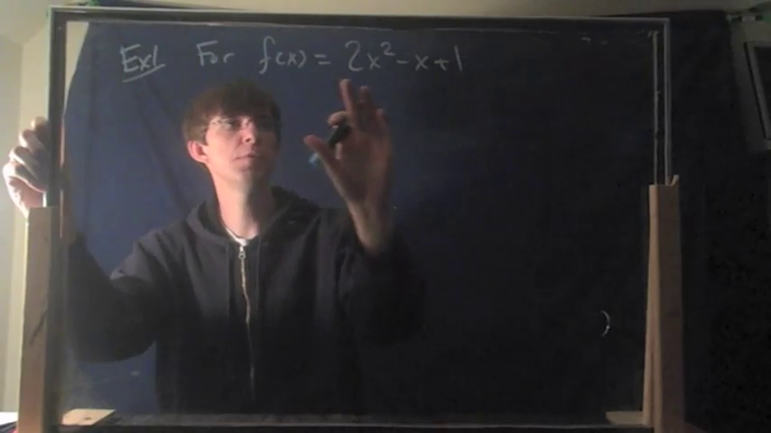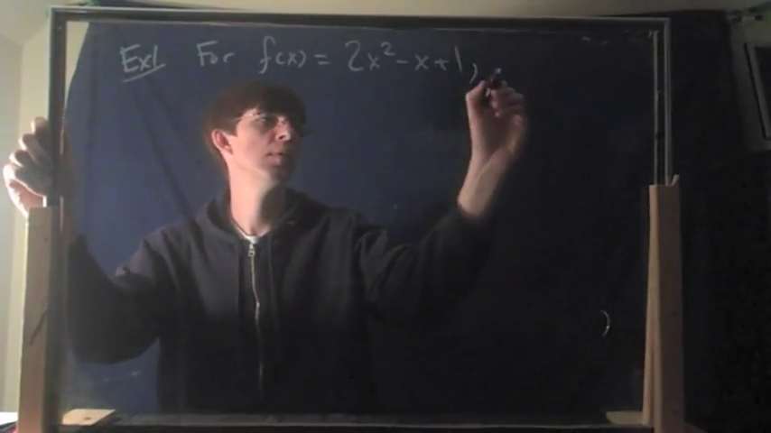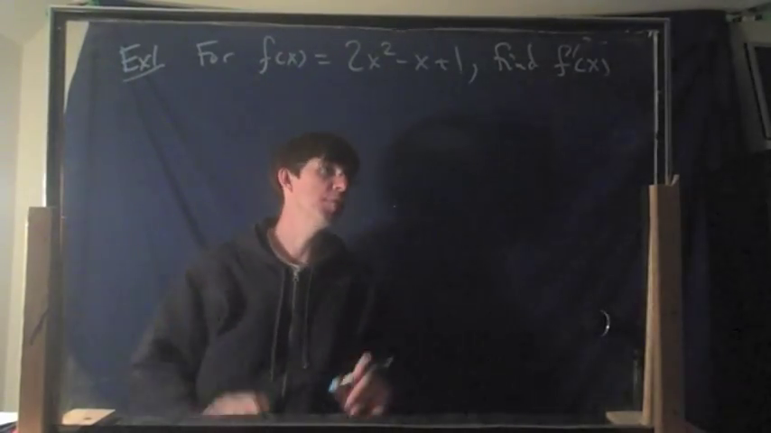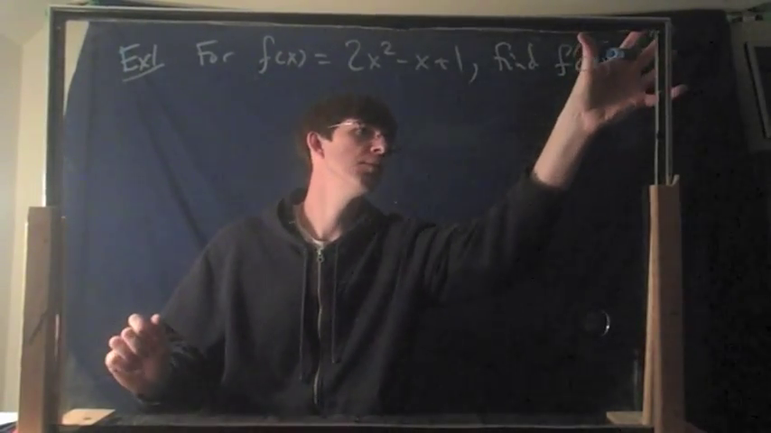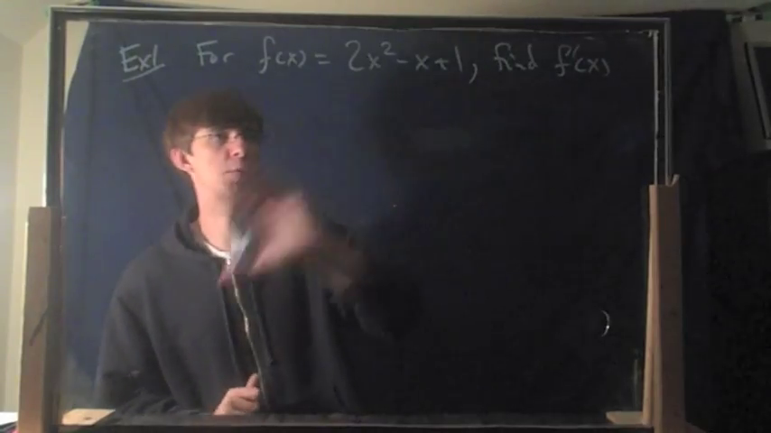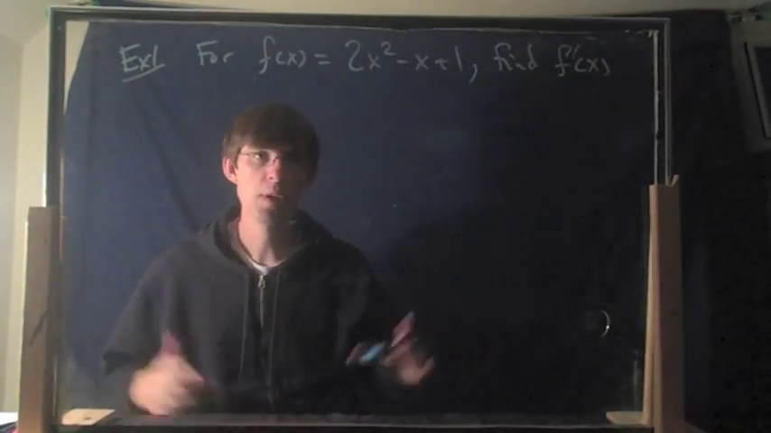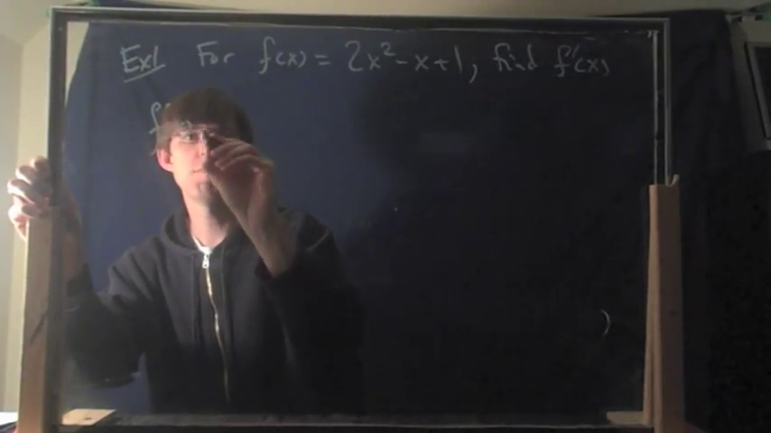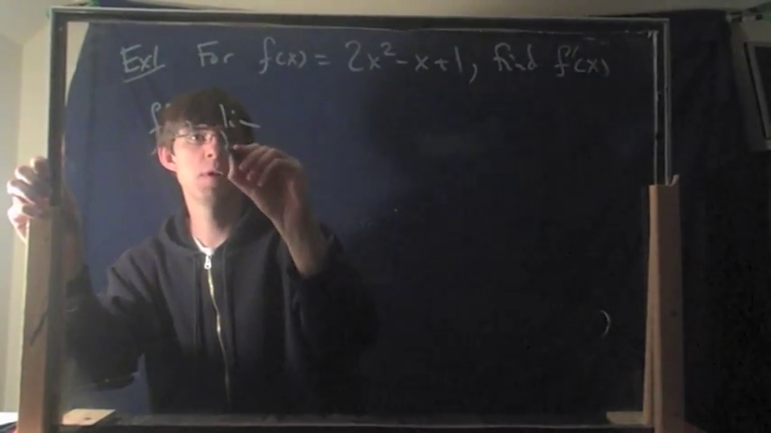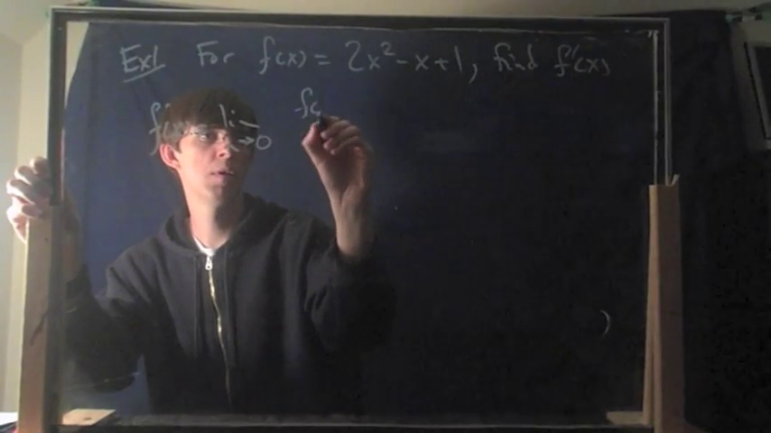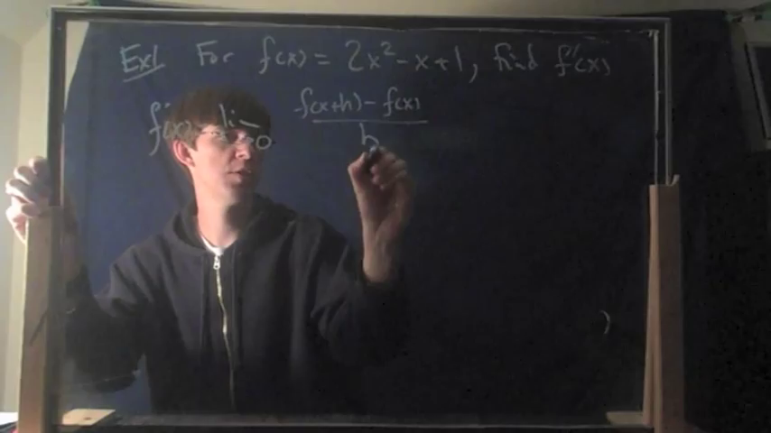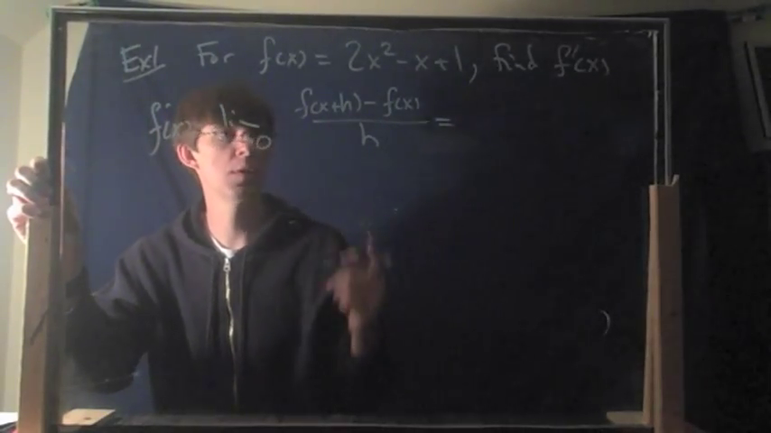Okay, for f of x equal 2x squared minus x plus 1, find f prime of x, find the derivative. All right, this is, you know, similar but harder. The equation is quite a bit more complicated. Let's do it the same way. All right, so you begin with the definition. f prime of x is the limit as h goes to 0 of f of x plus h minus f of x divided by h. All right, you got to remember this, of course.